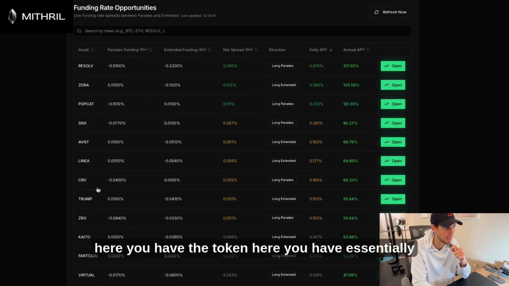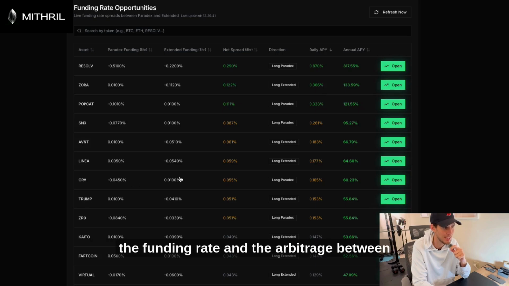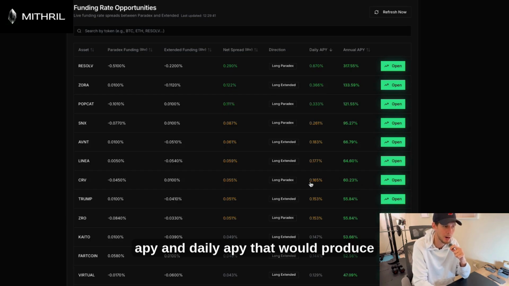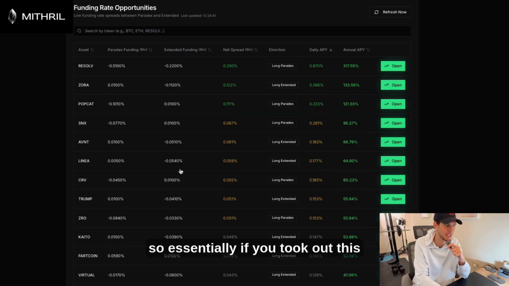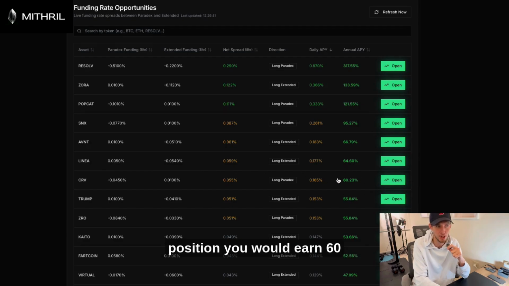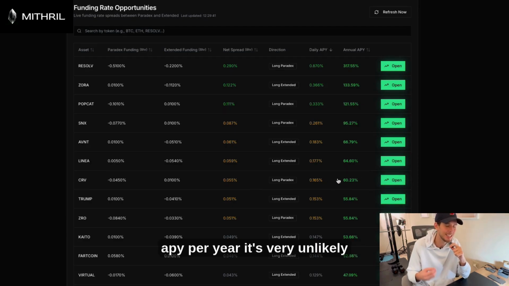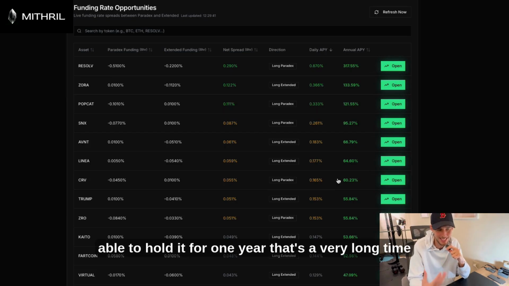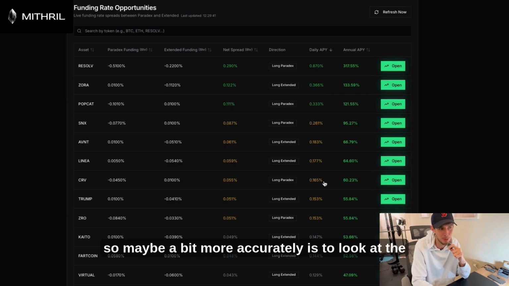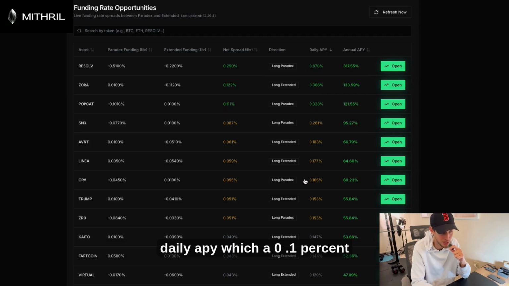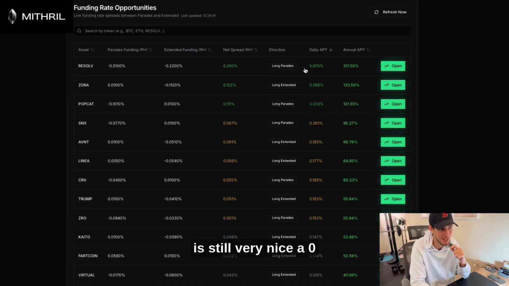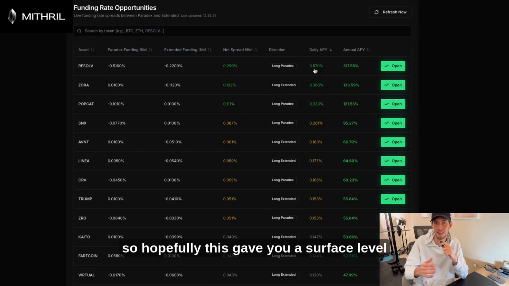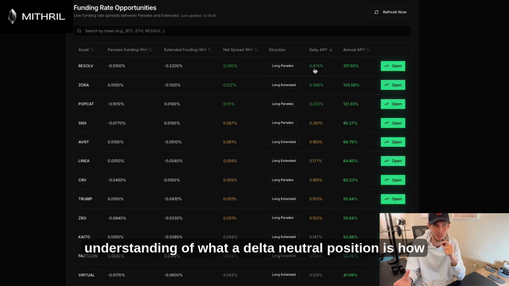So here you have the token, here you have essentially the funding rate and the arbitrage between them, and what annual APY and daily APY that would produce. So essentially, if you took out this position, you would earn 60% APY per year. It's very unlikely that you would be able to hold a delta neutral position for 1 year. That's a very long time. So maybe a bit more accurate is to look at the daily APY, where 0.1% is still very nice, and 0.8% is absolutely incredible.